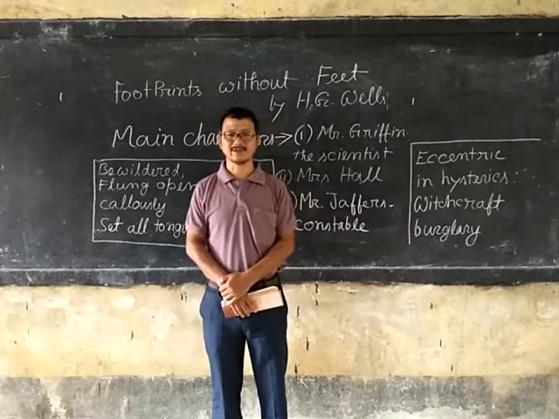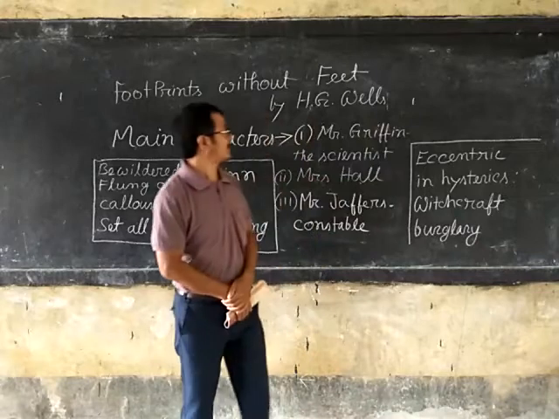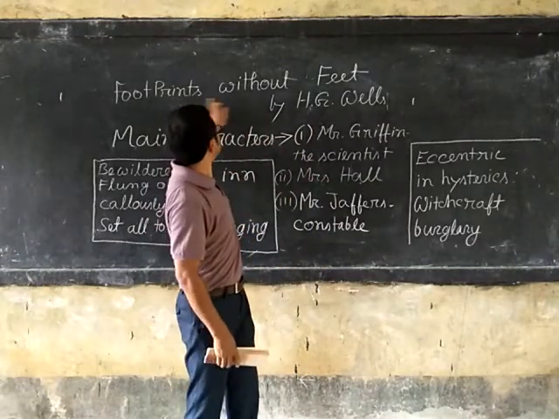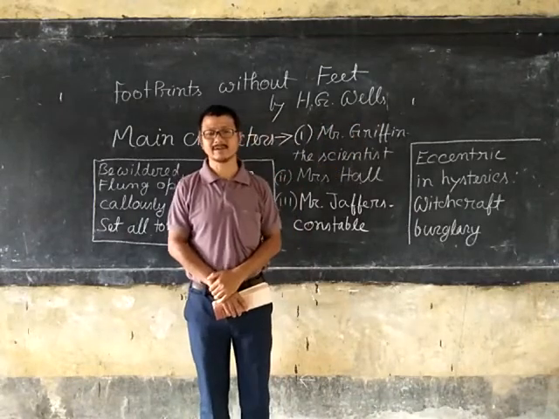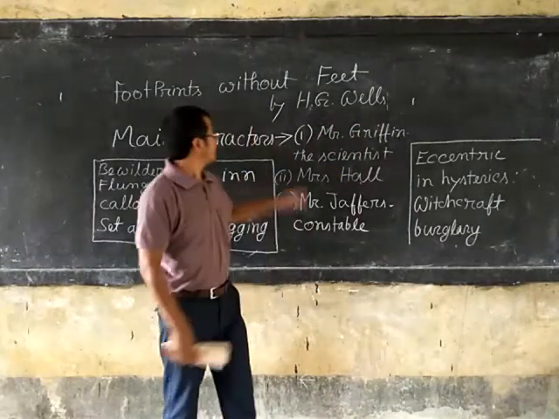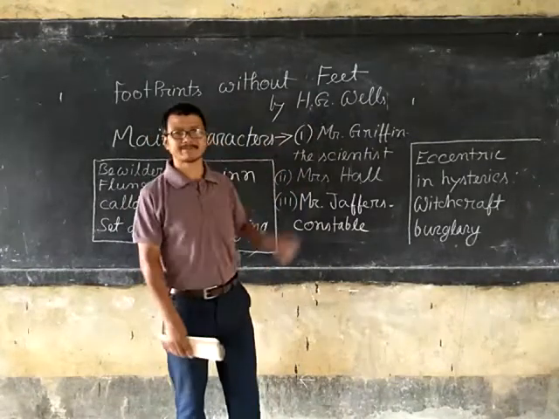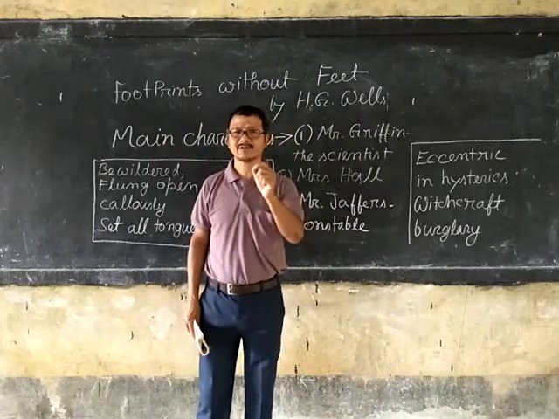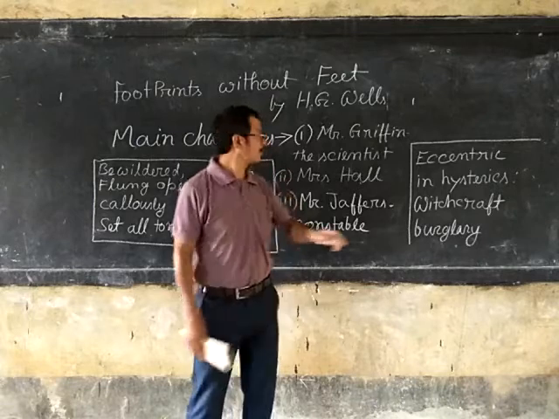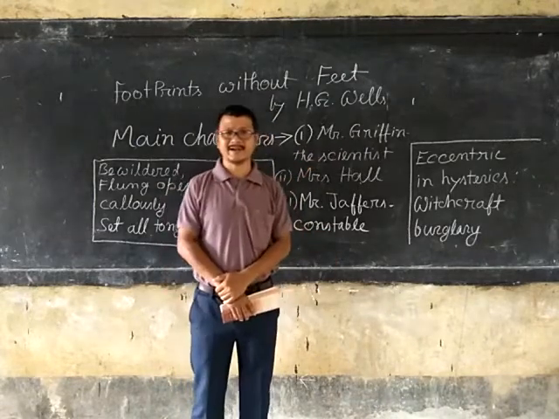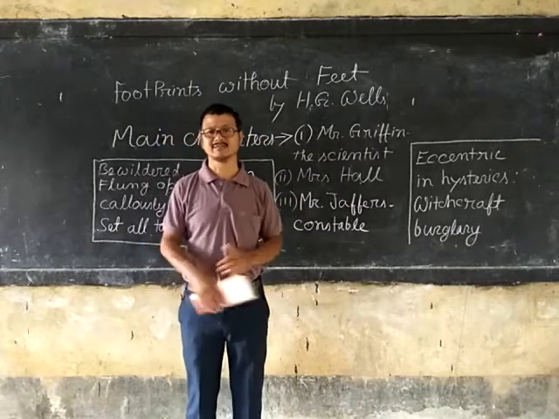Today, in my first video online class, I'm going to explain the summary of the relations Footprints Without Feet written by H.G. Wells from your supplementary reader. Okay, this story is science fiction. Please remember, this is a science fiction, and this is about a very talented scientist, a genius scientist, Mr. Griffin. And he wanted to make human beings invisible.